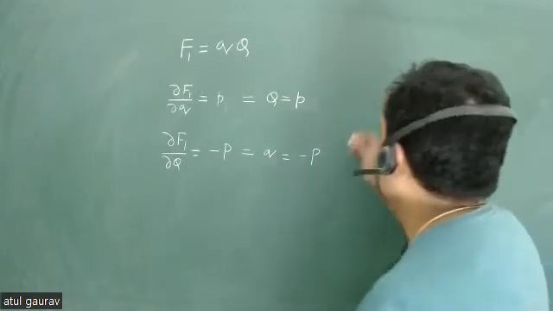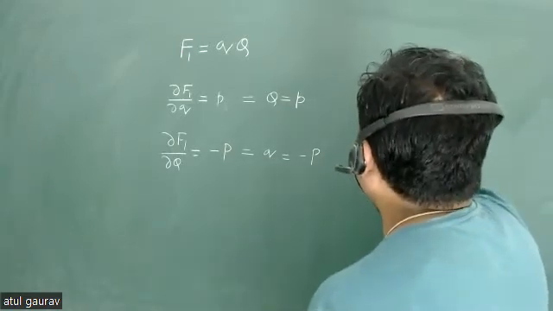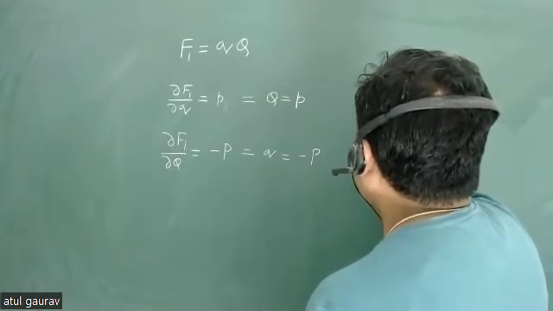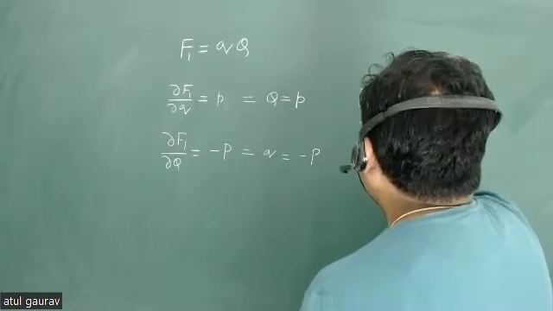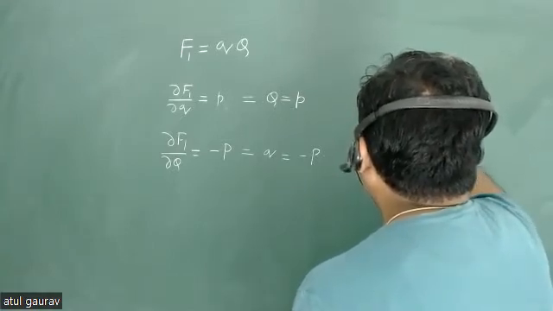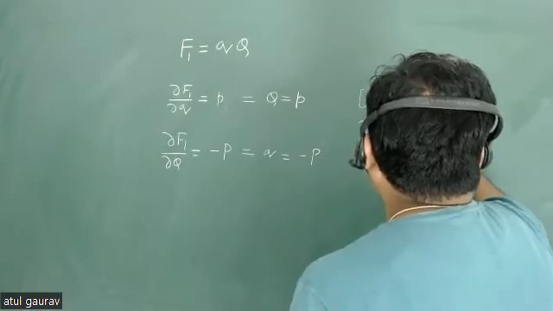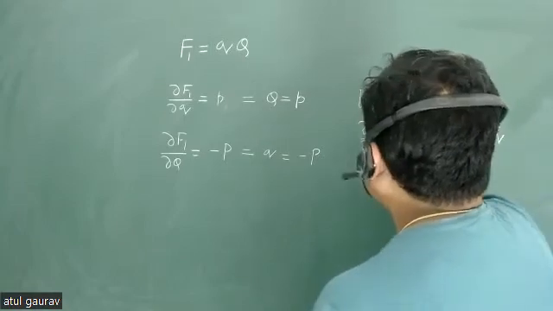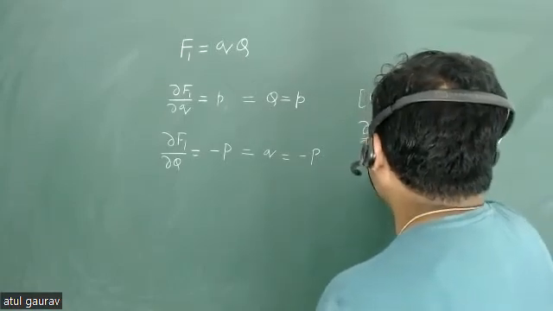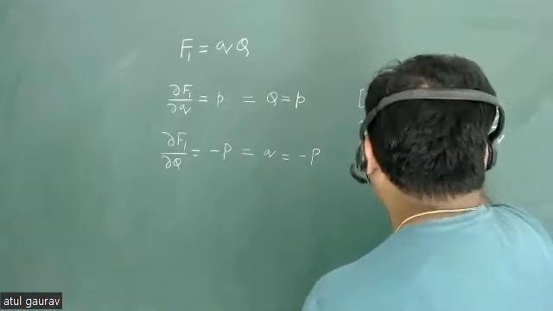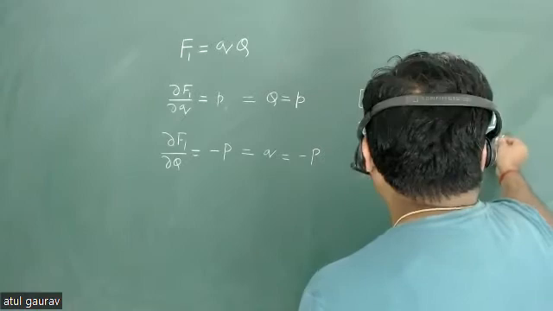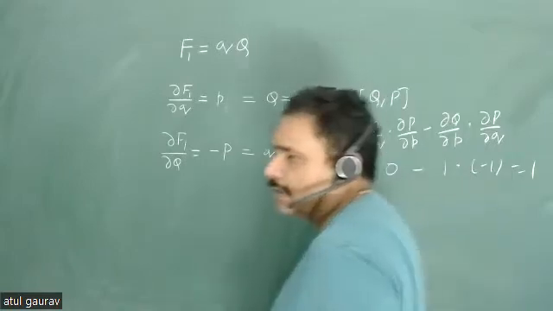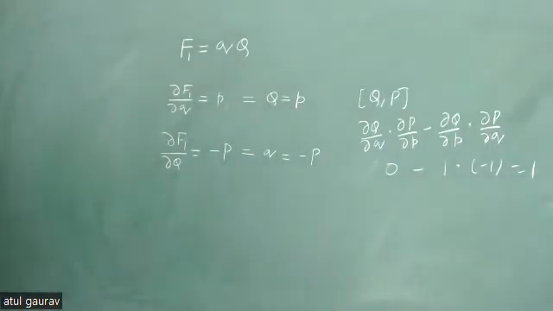How will you check? You can easily check this. You just have to go for the Poisson bracket of Q and P, which is del Q upon del Q, del P upon del P minus del Q upon del P and del P upon del Q. What is del Q upon del Q? 0. So this one is 0. Del Q upon del P, that is 1. And del P upon del Q, that is minus 1. And that value is 1. So this transformation is nothing but canonical in nature.